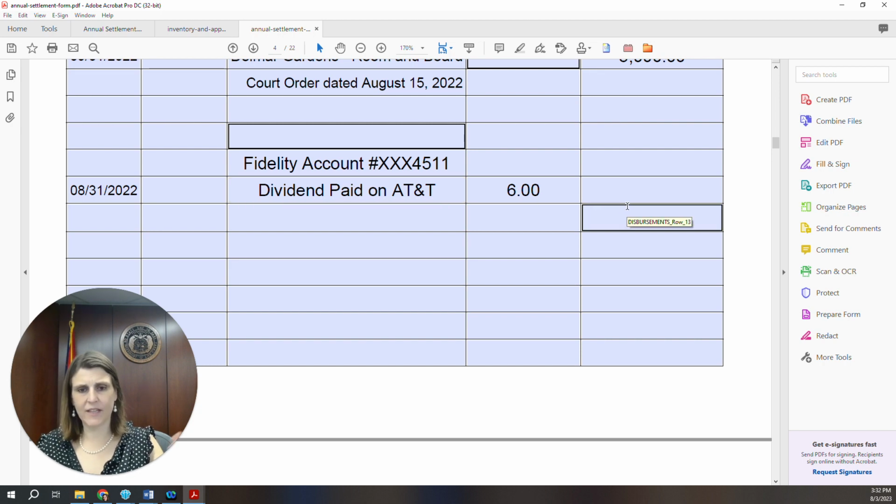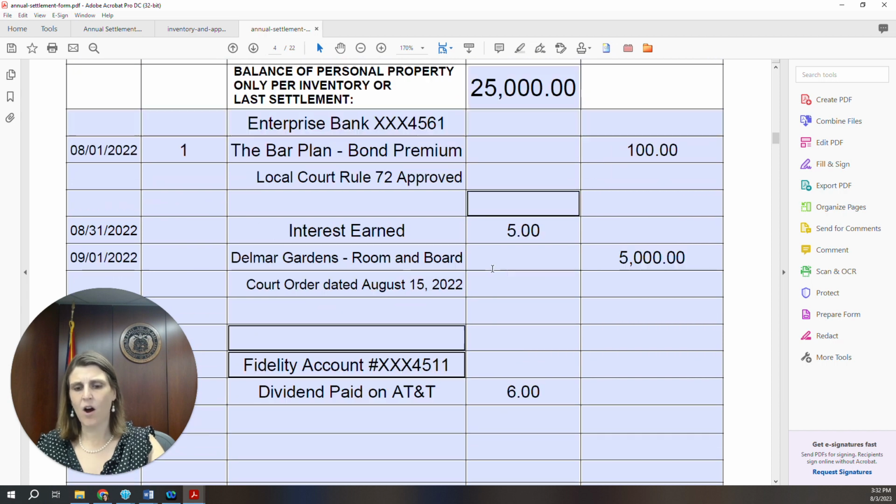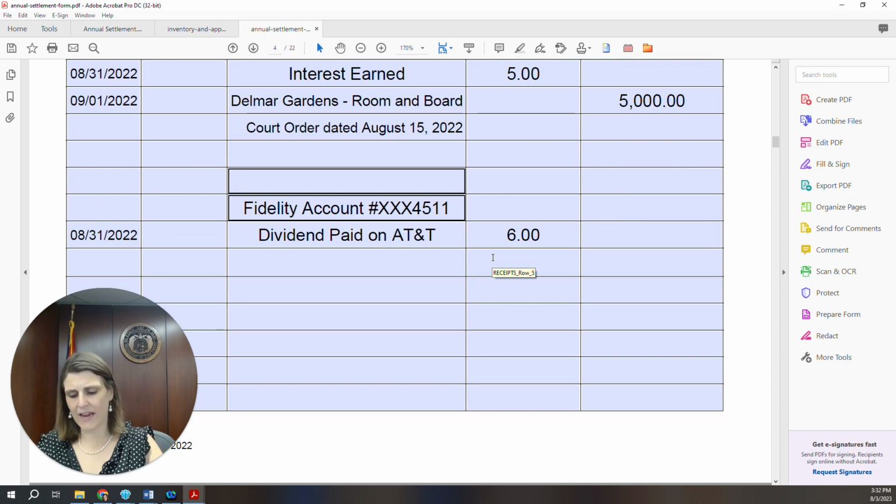And so you want these transactions to continue from the date of the inventory all the way up until the anniversary of the issuance of letters. Now, I get it. Each bank may give you slightly different statements. And it's okay if one statement ends on August 20th and another bank ends their statement on August 31st. Just end those each on the date that the statement ends. You don't have to make sure everything goes through August 31st.